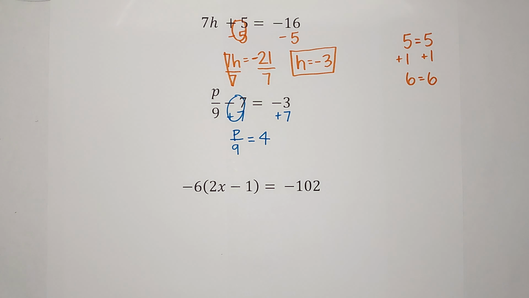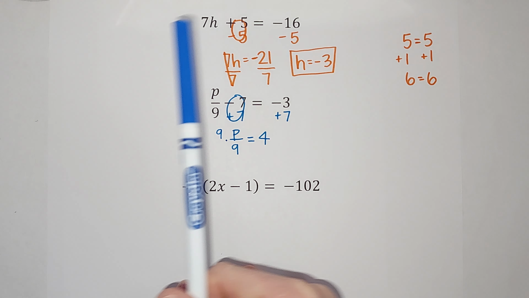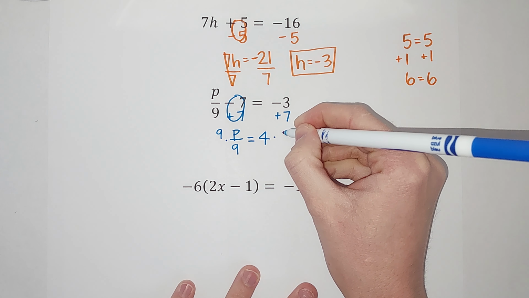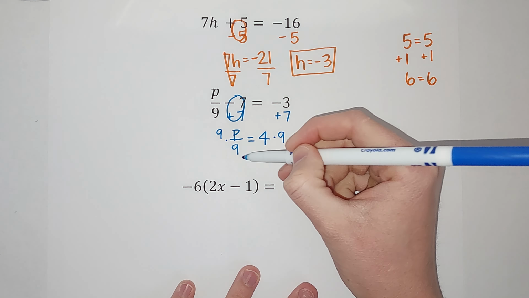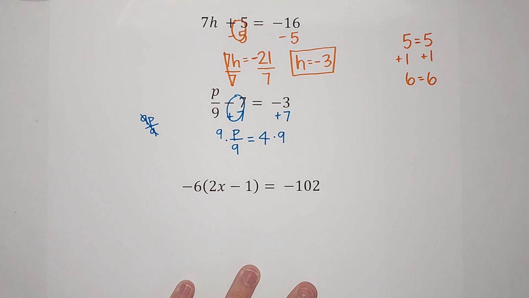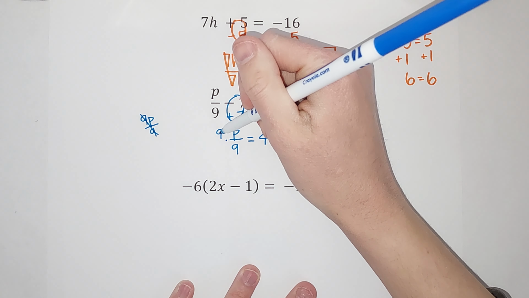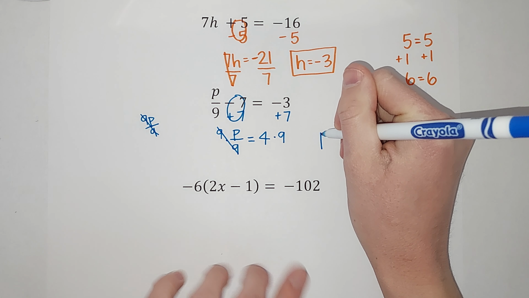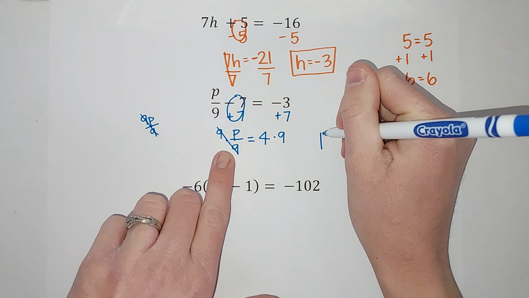Now, p is being divided by 9. The opposite of divide is multiply. So I'm going to multiply this side by 9. If I do it to this side, I got to do it to this side, okay? Now, when I multiply this, it's going to look like this, 9p over 9. So it's very similar to this, right? Where those 9s are going to cancel and we're going to be left with 1p, which we just write as p. So I'm going to be left with p equals 4 times 9 gives me 36. And that's my answer.